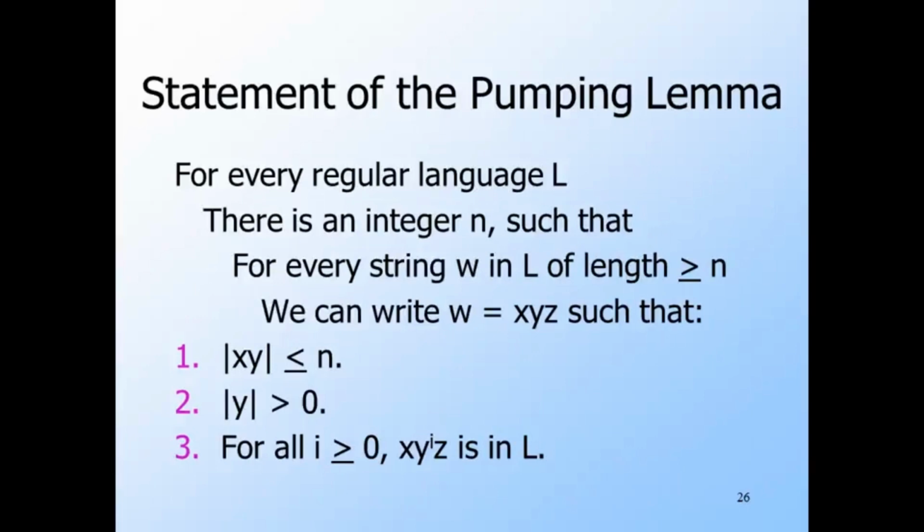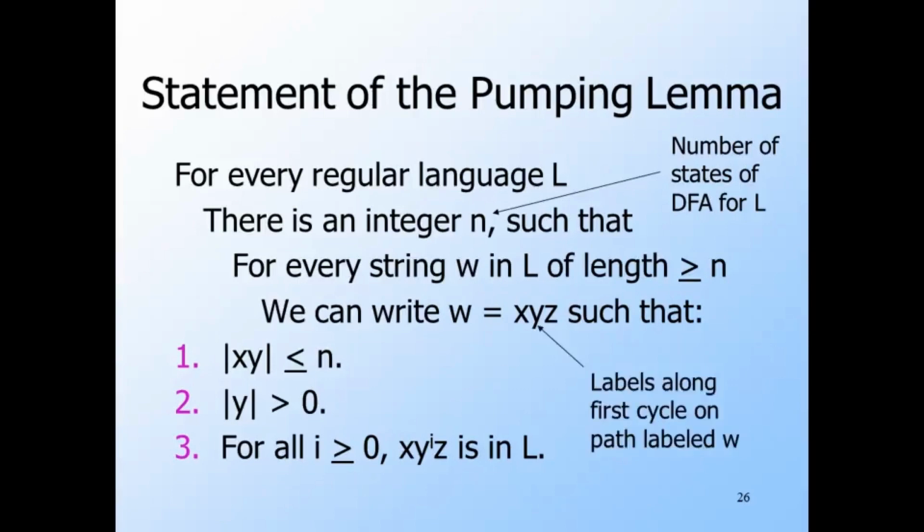Here's the statement of the pumping lemma. For every regular language L, there is an integer n, which happens to be the number of states of some DFA for L, such that for every string w in L whose length is at least n, we can break w into w equals xyz, where y is the label of the first substring of w that goes from a state to the same state, as we saw in the previous slides, such that three things are true.